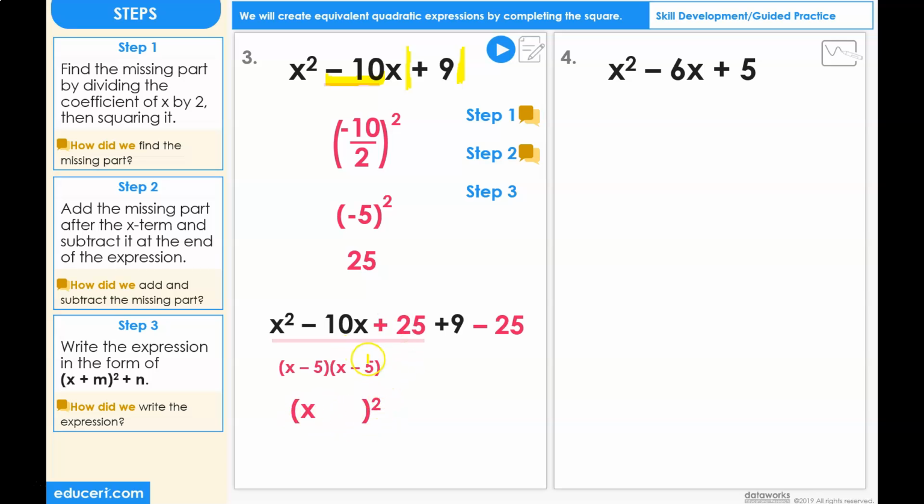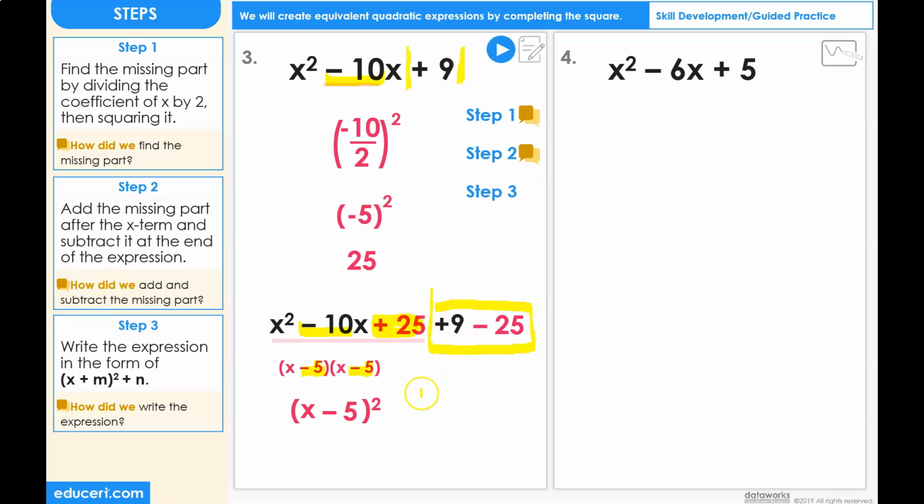If these are identical, then we know that they must have a 5, because 5 times 5 equals 25. And to combine to a negative 10, they both need to be negative. Negative 5 and negative 5 combine to a negative 10, and negative 5 and negative 5 multiply to a positive 25. So x minus 5 squared.